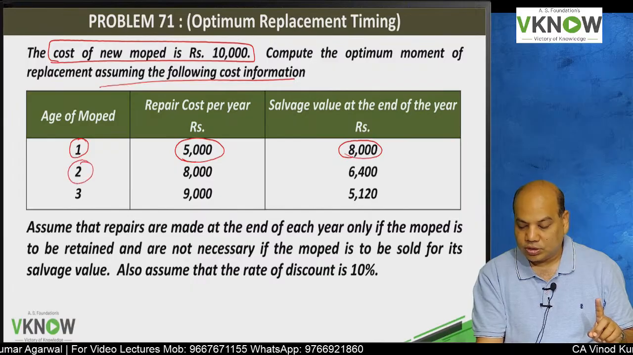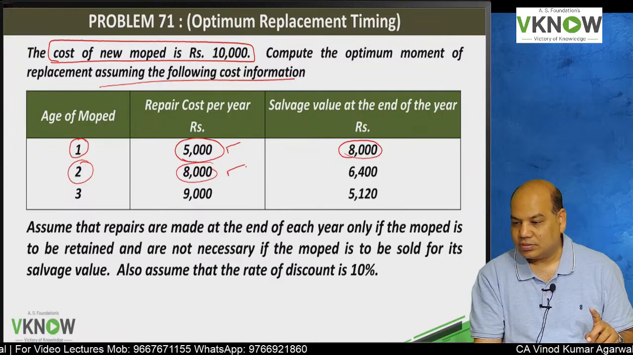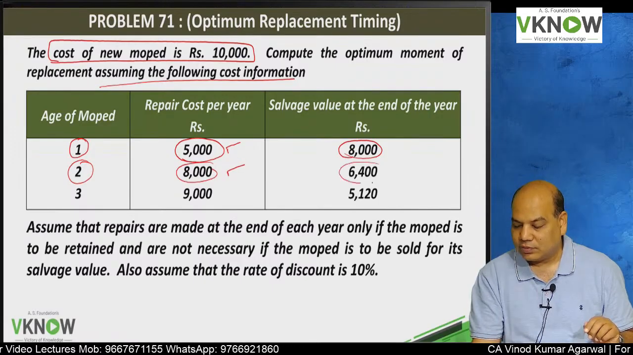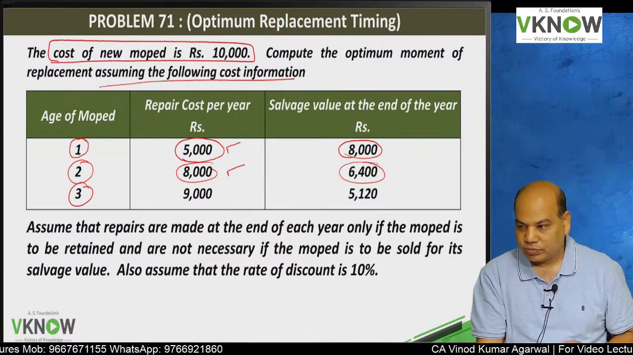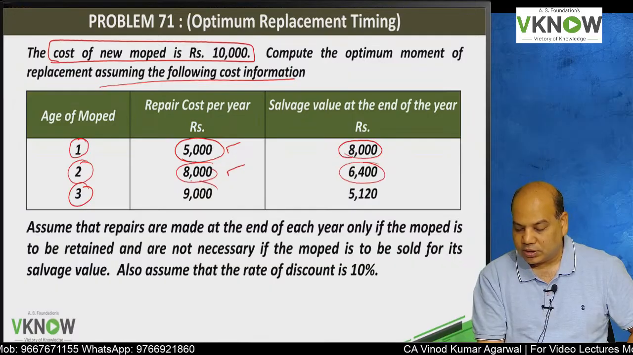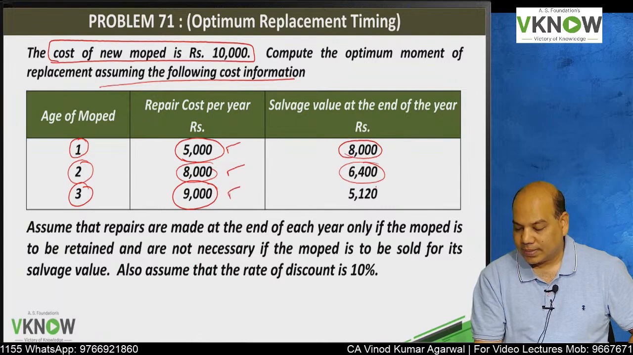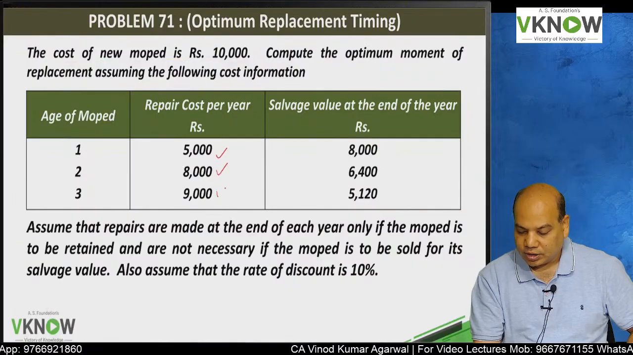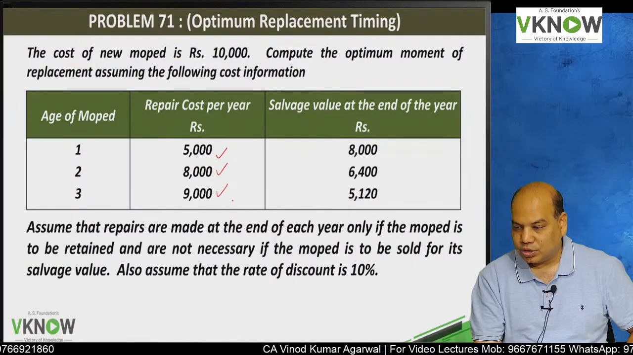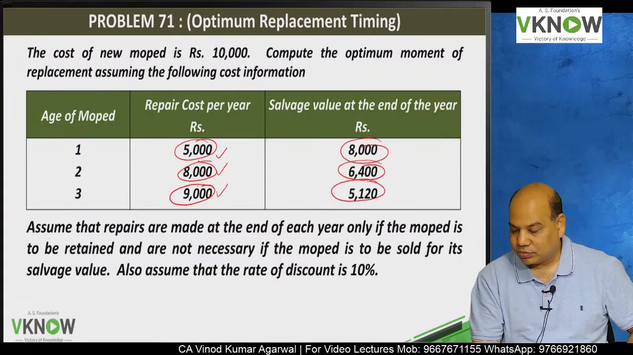If you use it for 2 years, then repair cost will be first year 5,000, second year repair will be 8,000, but salvage value, if you sell it in the second year, will be 6,400. Then the age of the moped is 3 years. Third year repair cost will increase and salvage value will decrease. So you can see in this example, as the age of the moped is going up, repair cost is increasing, but salvage value is decreasing.